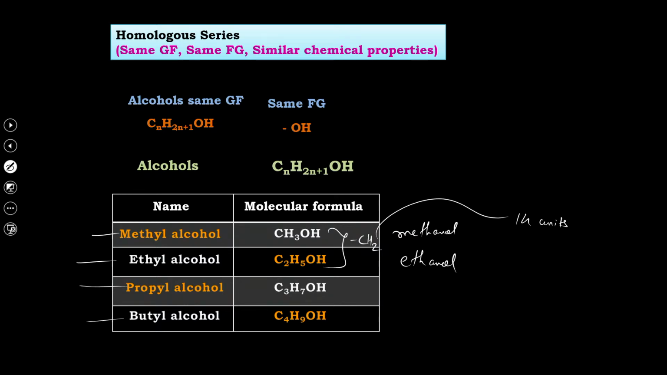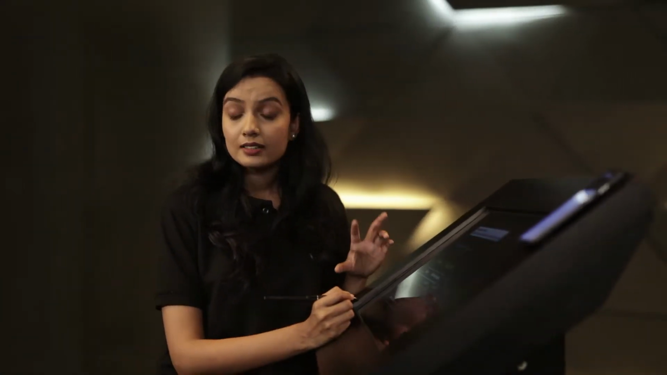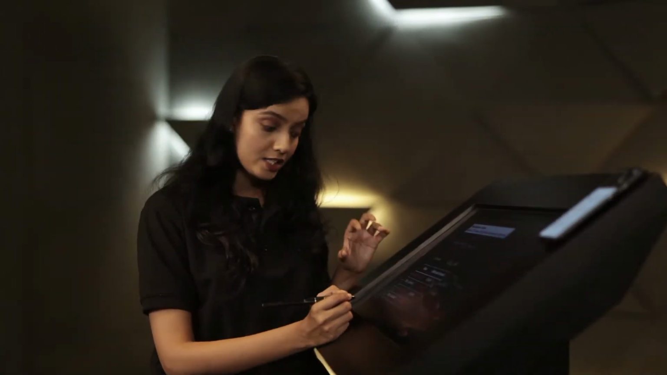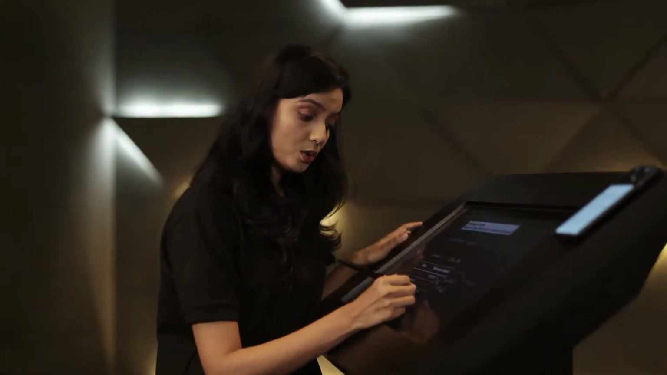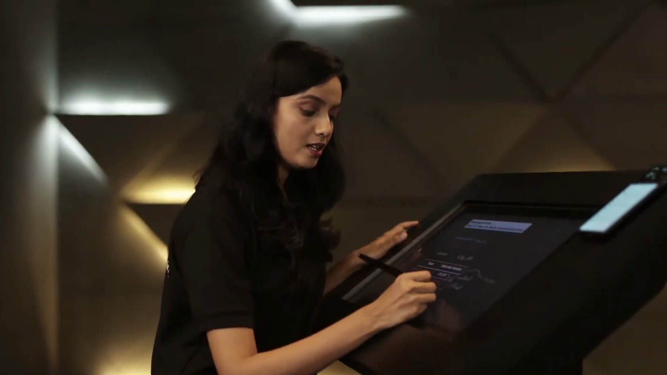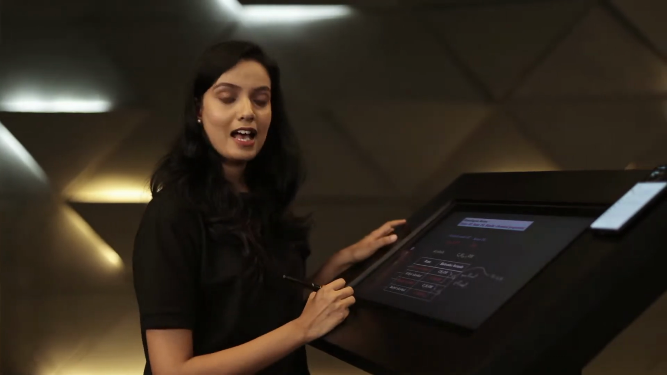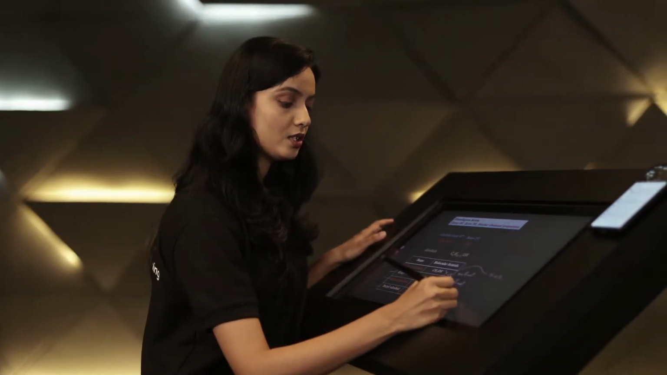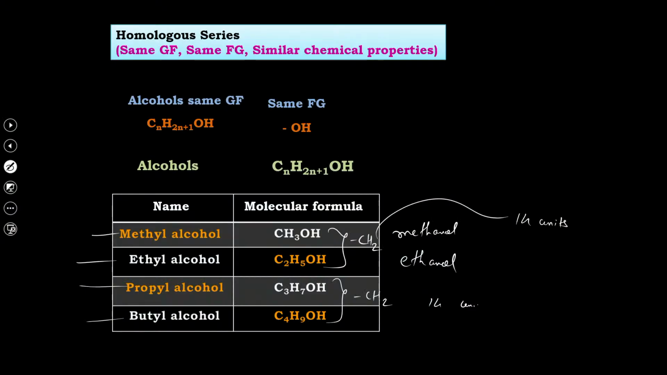Okay. Now coming to another example, that is of propyl alcohol and butyl alcohol. So here also the difference will be of CH2 group and mass of 14 units. So this was all about the homologous series.